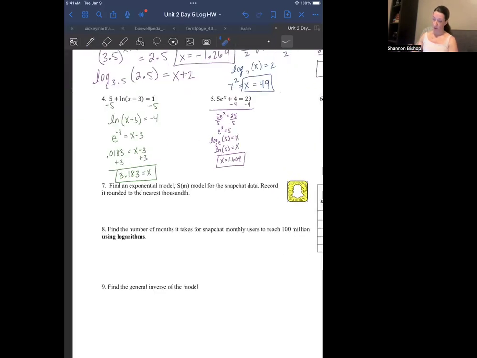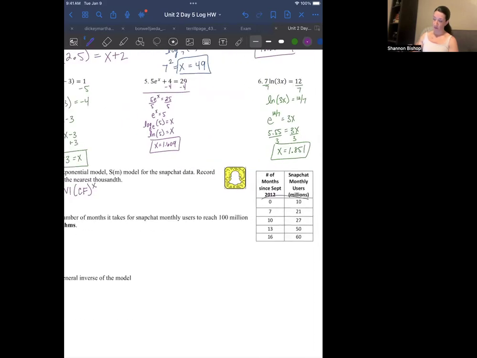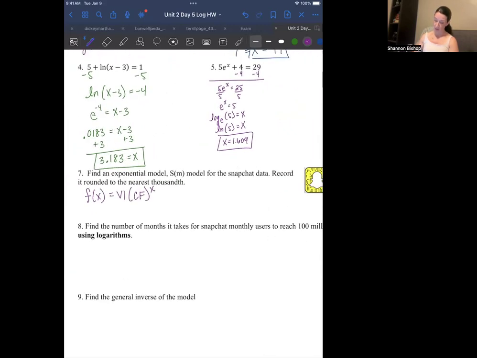So for number seven, it says find the exponential model for the Snapchat data. If you recall, exponential models take on the generic form of f of x equals the vertical intercept times your change factor, raised to the power of x. The vertical intercept we can see right here in the table is just 10. So Snapchat as a function of months, I know the vertical intercept is going to be 10.